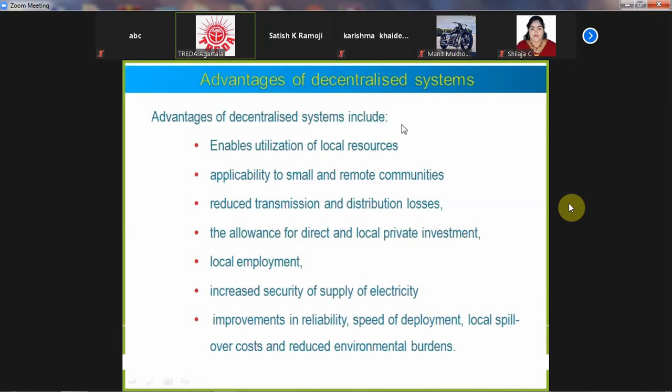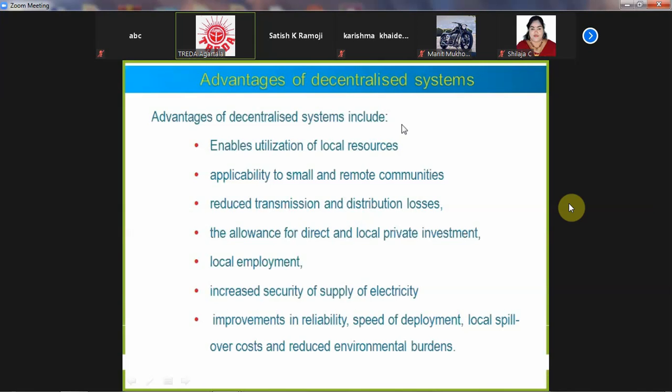If we lay the distribution grid line, then there is transmission loss and distribution loss. So by using renewable energy, this loss is reduced. It also allows for direct and local private investment. Some local entrepreneurship we can also develop, and if we develop local entrepreneurship, then automatically the economy of the village is developed. So these are various opportunities for local entrepreneurship and local employment also.